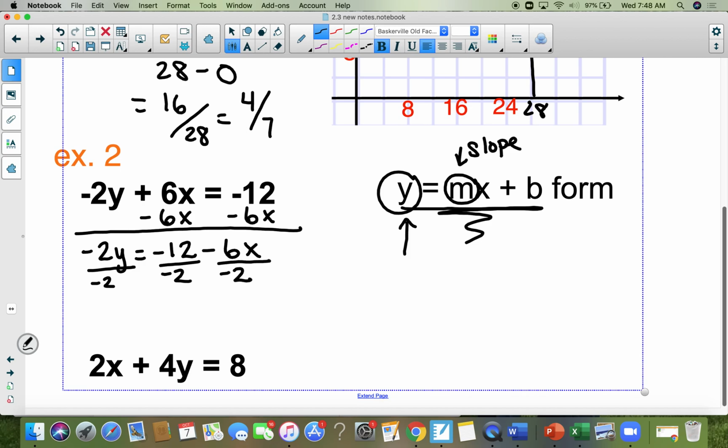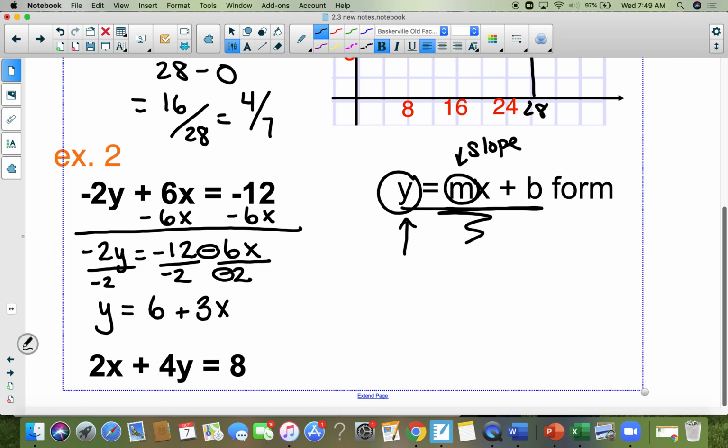The negative 2 and the negative 2 will cancel out, so you're going to be left with y. If you don't know what a negative 12 divided by negative 2 is, put it into your calculator. Comes to be positive 6. A negative 6 divided by negative 2 is a positive 3x.